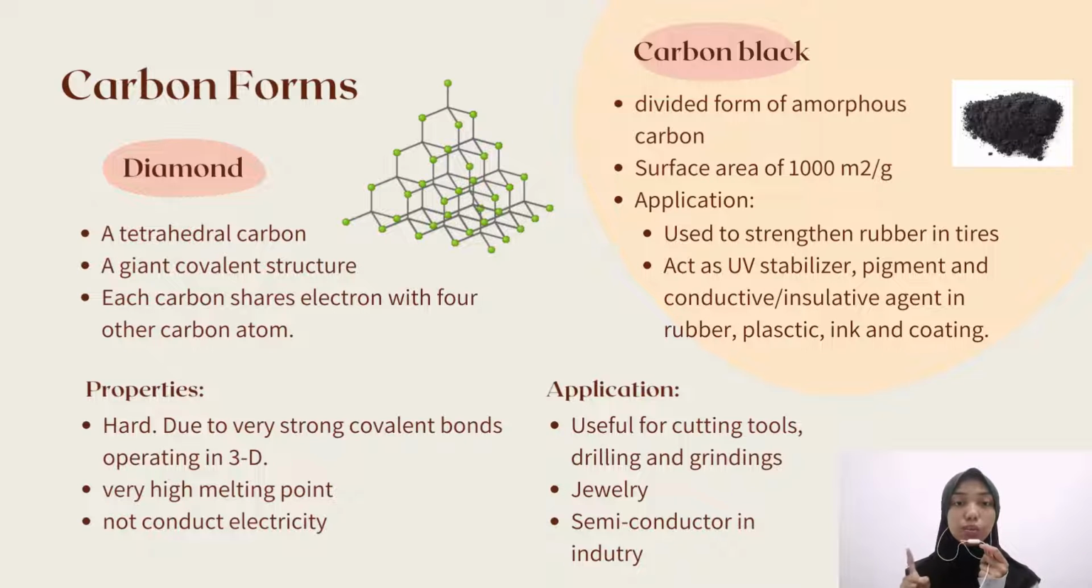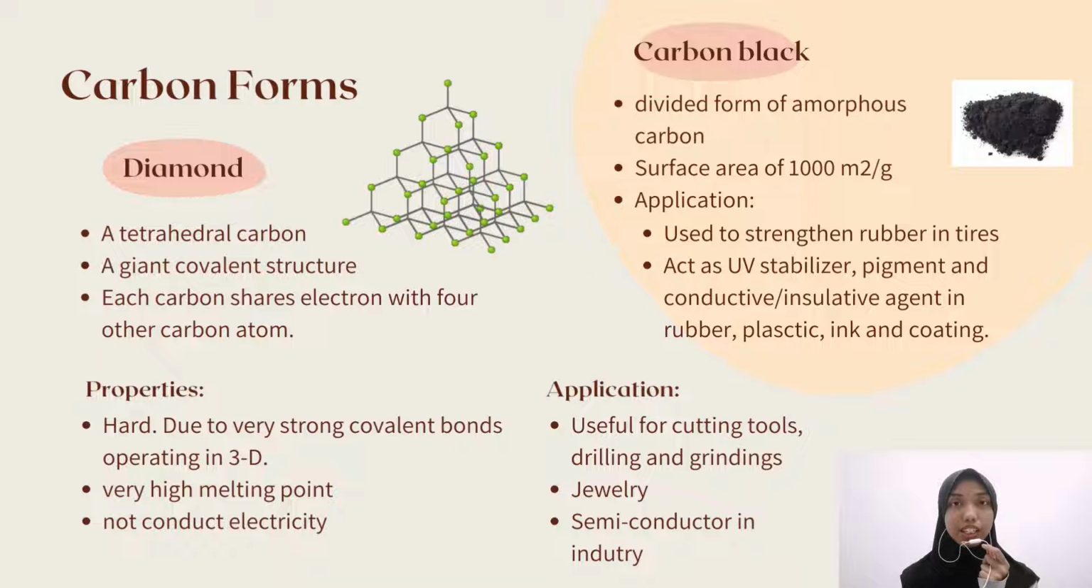So the first type of carbon form is carbon black. Carbon black is a divided form of amorphous carbon. It has a surface area of 1000 meters square per gram, and carbon black is used to strengthen rubber in tires, act as UV stabilizer, pigment, and conductive or insulative agent in rubber, plastic, and coating.